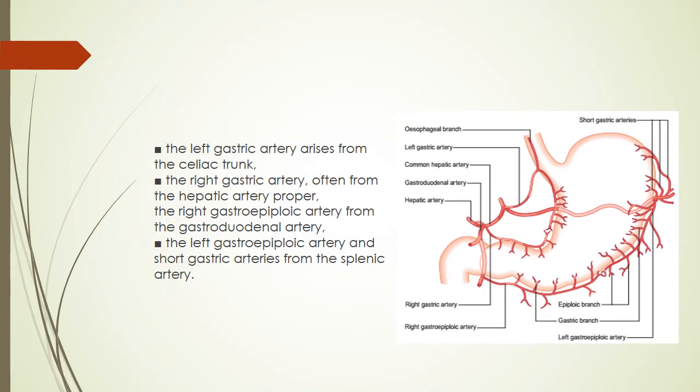The left gastric artery arises directly from the celiac trunk. This one is the celiac trunk, this is the left gastric artery. The right gastric artery arises from the hepatic artery proper. From the hepatic artery there is a branch called the gastroduodenal artery, and then it gives the other branches. The right gastroepiploic artery arises from this gastroduodenal artery, while the left gastroepiploic artery and short gastric arteries are branches of the splenic artery. You have already studied the major vessels of the gut.